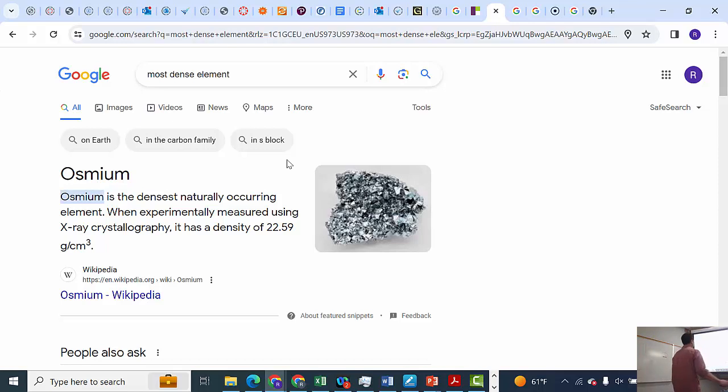The most dense element is osmium. Osmium is the densest naturally occurring element. And how dense is it? It's a little more dense than gold.